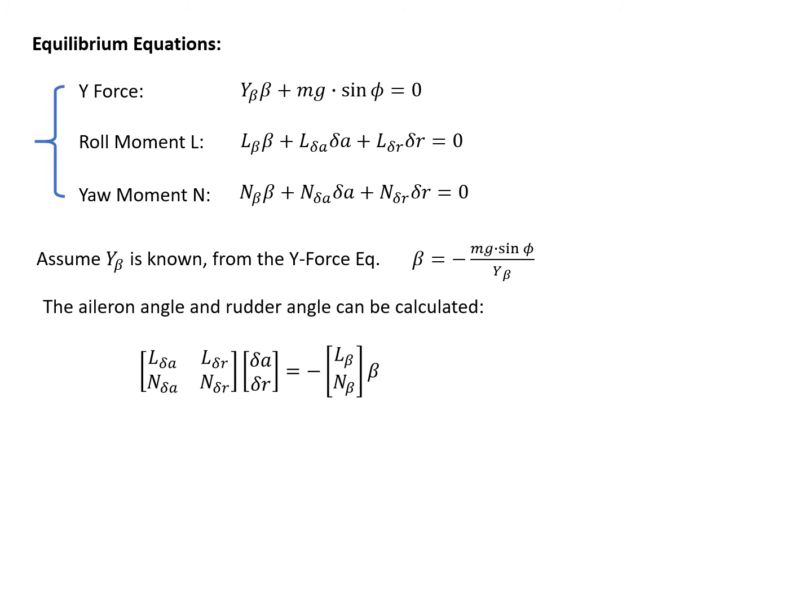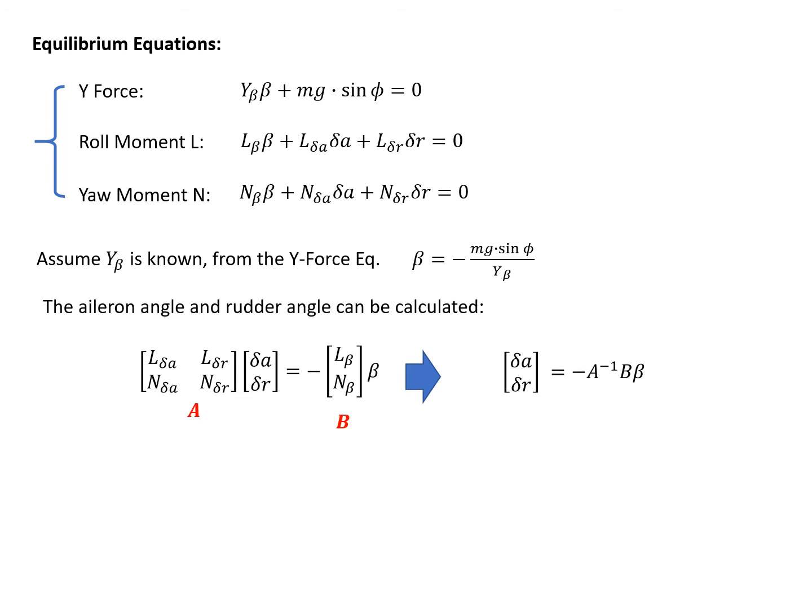Now let's look at the rolling moment equation and the yawing moment equation, the second and third equations. Since beta is known, we can move the L beta times beta and N beta times beta towards the right hand side of the equation, and then we combine these 2 equations and write them in matrix form. So we have the equation here, and if we denote the coefficient matrix as A, the result as B, then we can simply calculate delta A and delta R as minus A to the power of minus 1 times B beta. This is a typical way we calculate the aileron deflection and rudder deflection.